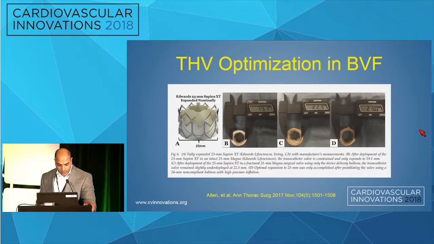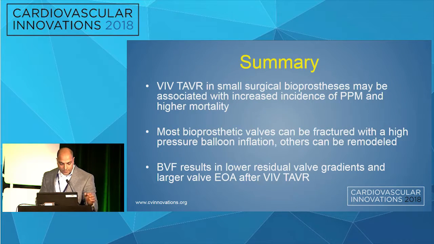But if you do it with a Sapien XT, so you fracture the valve, you implant the Sapien using the Edwards delivery balloon, and you only get 22.3 millimeters. It doesn't really get to 23. To get it to 23, we had to do a high pressure inflation with a non-compliant balloon. So doing BVF last may more fully optimize the expansion of the THV. We need to study that more.